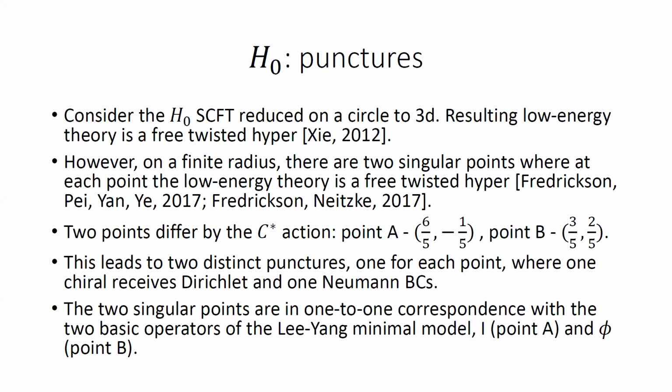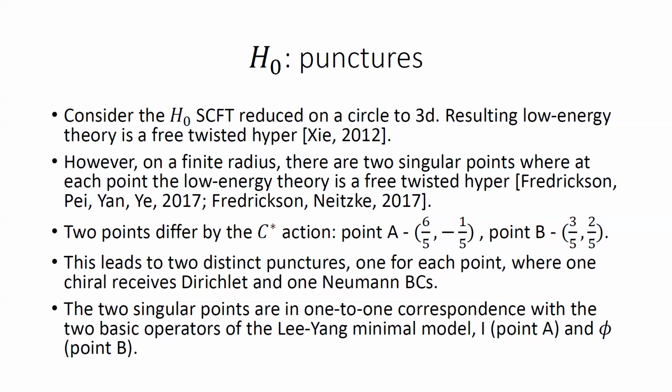So you can give Dirichlet to one chiral and Neumann to the other chiral. Here I'm going to make the choice that I'm going to give Neumann to the one with the higher star charge and Dirichlet to the one with the lower star charge. However, you have 2 points that you can use to define the hyper, and that means there are 2 distinct punctures you can define depending on which point you use.